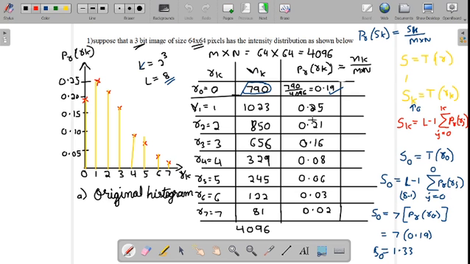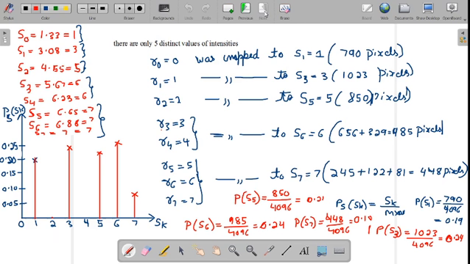Once you get this, you plot r_k versus P_r(r_k). This is your r_k and this is your P_r(r_k). When you do this, you'll get this as the original image. Now what we need to do is transform this into a histogram equalized image. In order to do that, we'll be applying the transformation function.